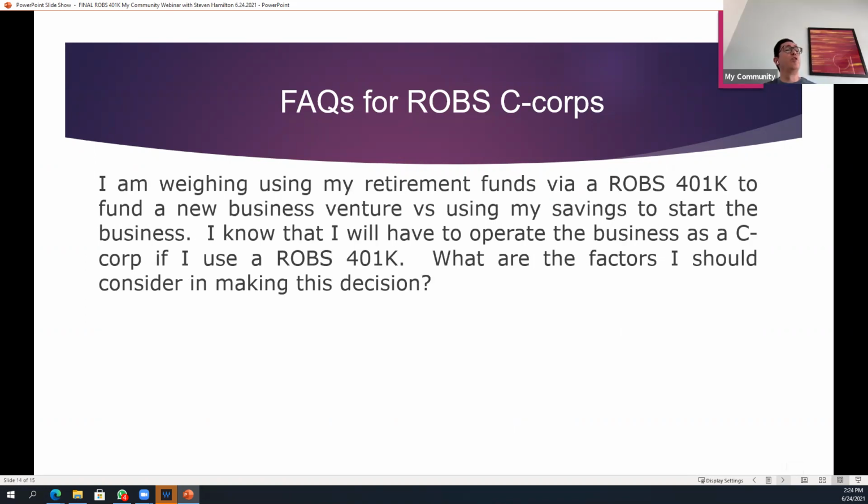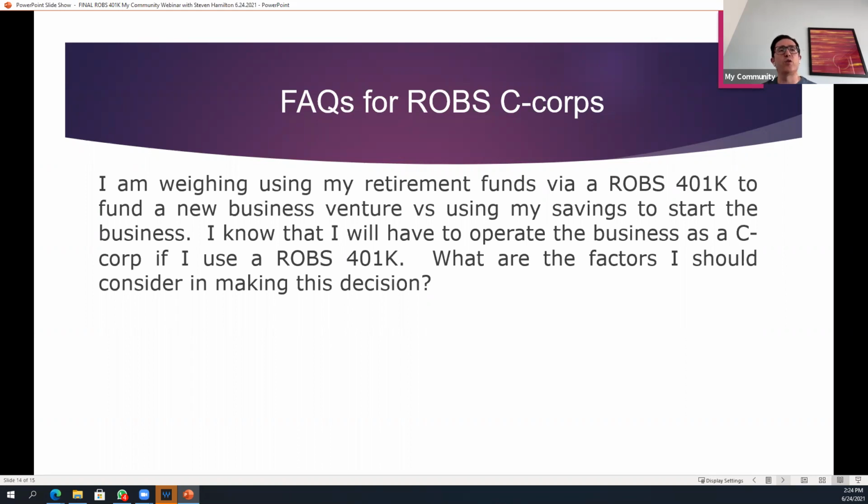Okay, another great one here. We're switching it up more for somebody who's at the beginning of the process. Often I'm weighing using my retirement funds via a ROBS 401k to fund a new business venture versus using my savings to start the business. I know that I will have to operate the business as a C Corp if I use a ROBS 401k. What are the factors I should consider in making this decision?